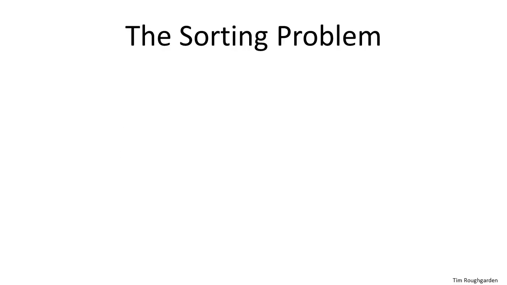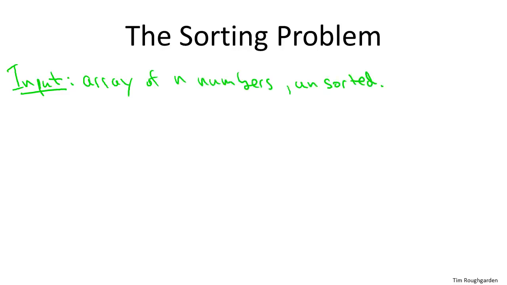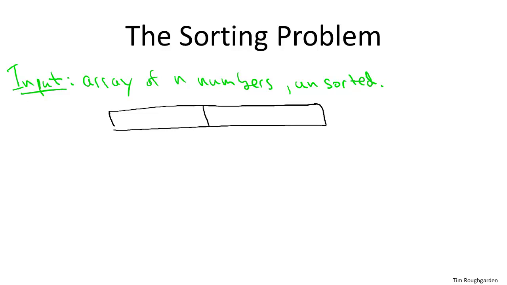So let's begin by recalling the sorting problem. This is exactly the same problem we discussed back when we covered merge sort. We're given as input an array of n numbers in arbitrary order. So for example, perhaps the input looks like this array here. And then what do we have to do? We just have to output a version of these same numbers, but in increasing order.